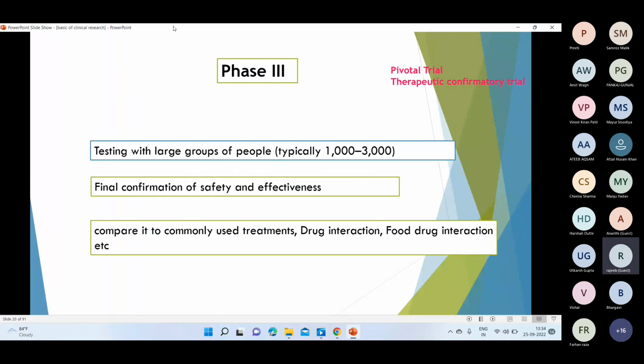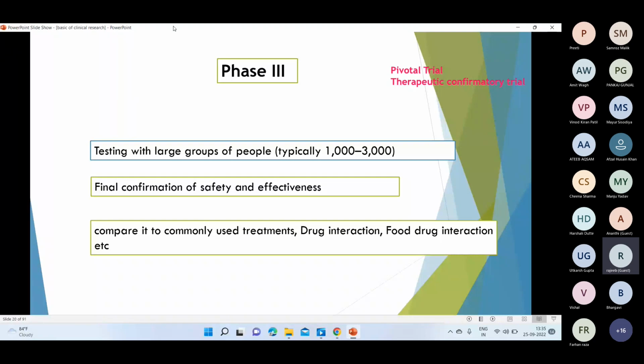It is also called a pivotal trial or therapeutic confirmatory trial. So with the name you can understand, right? It is a therapeutic confirmatory trial because it gives the confirmation about the safety and effectiveness of the drug molecule. And it's a pivotal trial. Why is it a pivotal trial? Because the data from the phase 3 clinical trial is submitted to the regulatory authority for approval purpose. Phase 1 trial data is also submitted to the regulatory authority, but it is not submitted for approval purpose.